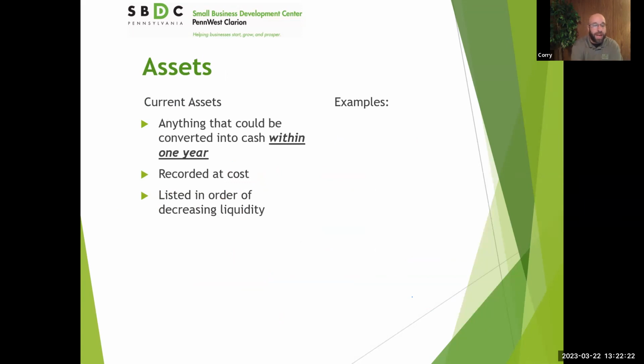So the question I have for you is, what are some examples of current assets? Current assets are items that are assumed to be consumed within 12 months, that can be converted into cash fairly quickly within a 1-year time frame. Any ideas of what some current assets might be?